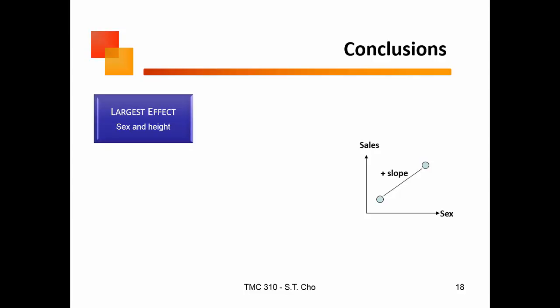Here's where the slope comes in. If my slope is positive, then what I'm saying is that for men, sales aren't that high, but for women, sales are very high. And if the slope is in the opposite direction, it means that men, sales are high, women, sales are low.